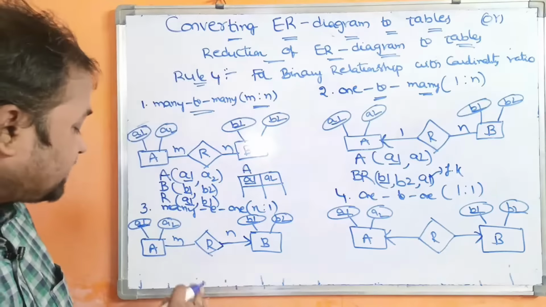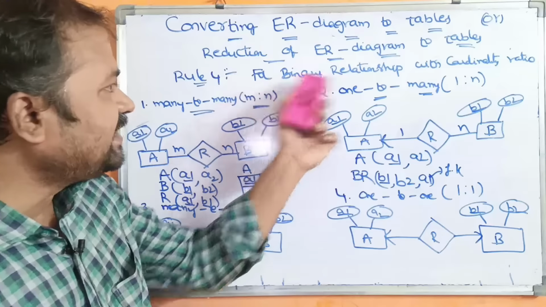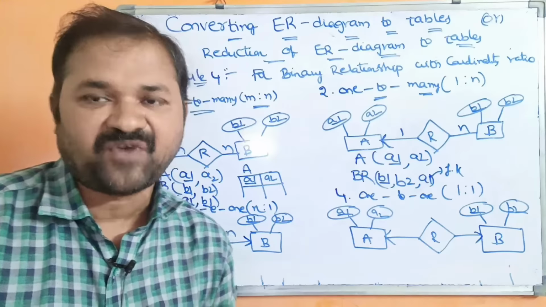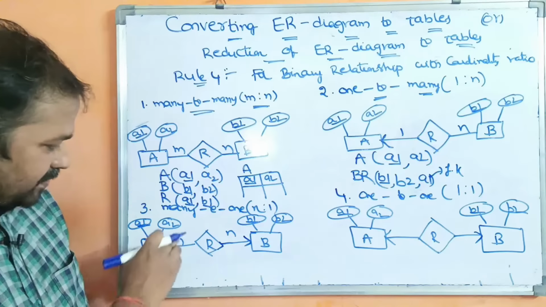Now let us see the third scenario. The third scenario is many to one. For binary relationship with cardinality ratio many to one, represented by n is to 1. Okay, let us observe this diagram. Same diagram, many to one.